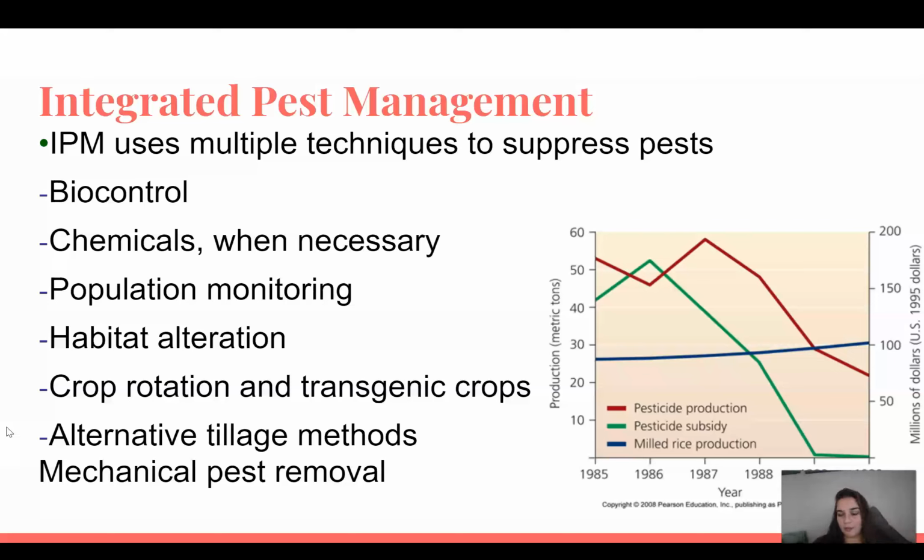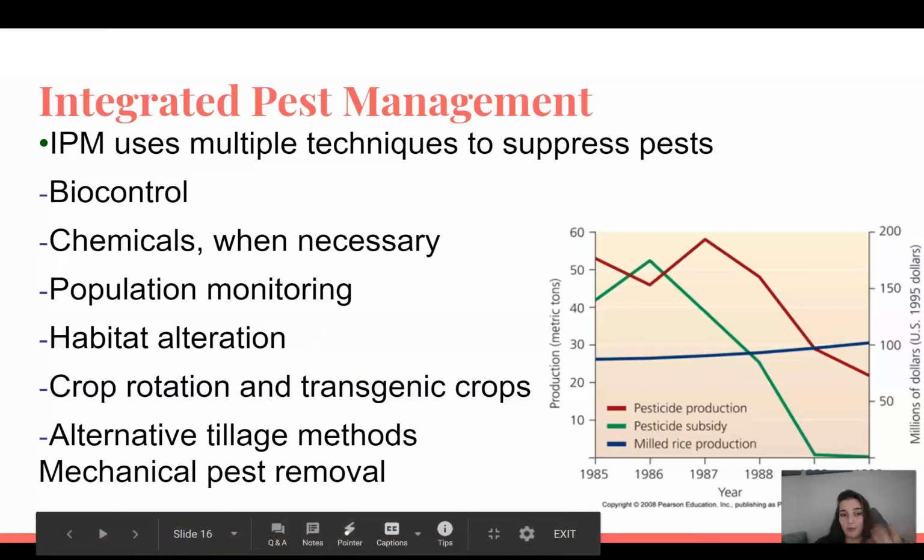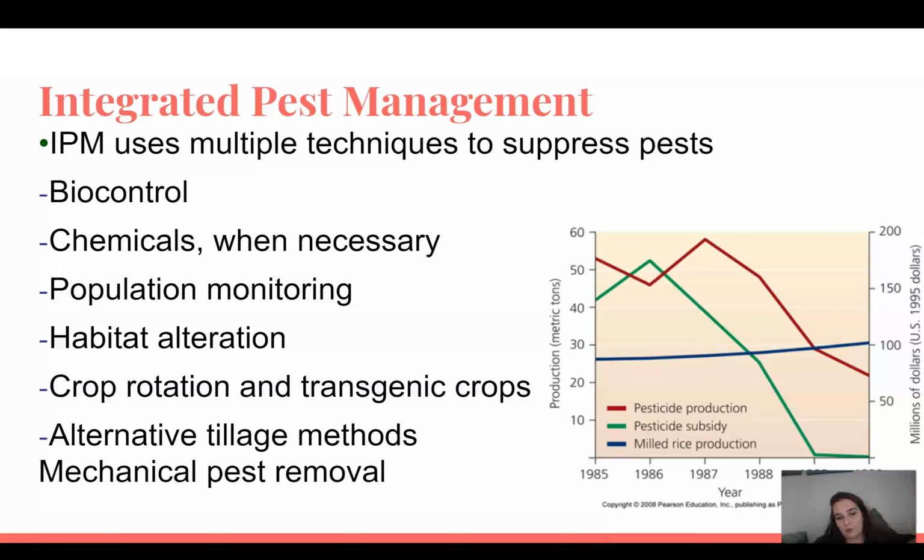You can rely on alternative tillage methods if you want to start over, try to grow your crop again and focus more on healthy soil. You can also use mechanical pest removal, which is where you go in with your hands, you pick out the pest, you set a bunch of traps. It's like using your actual labor to reduce the pest. So that's one of the methods. All these methods put together are a little bit more sustainable.